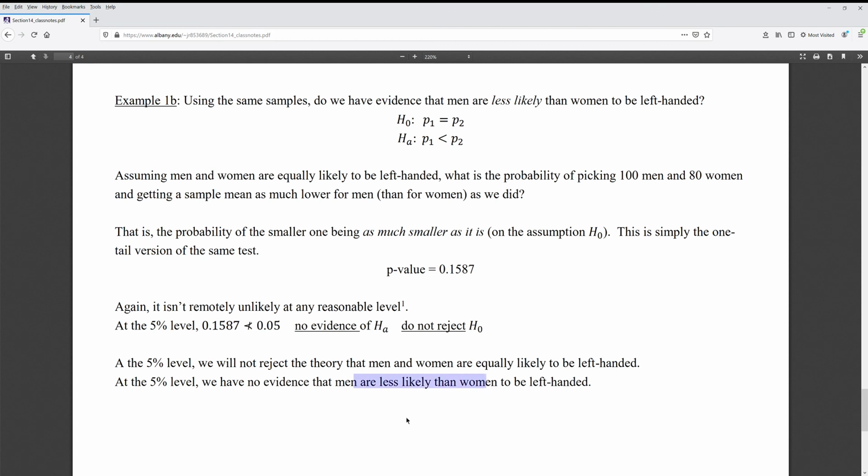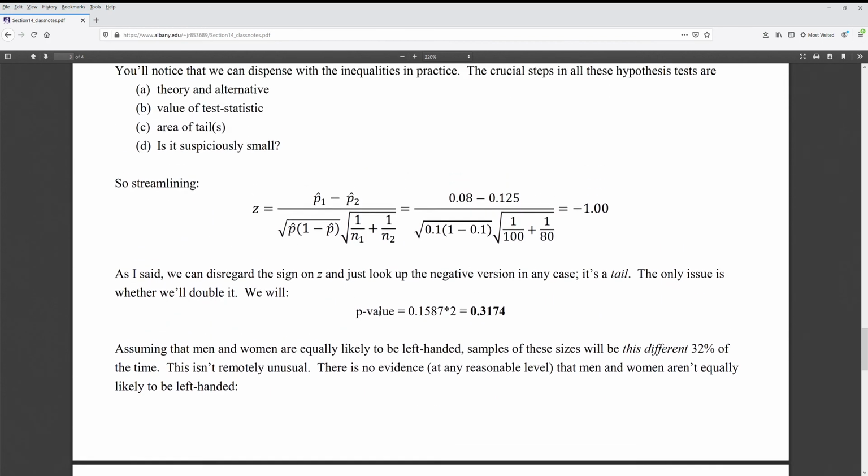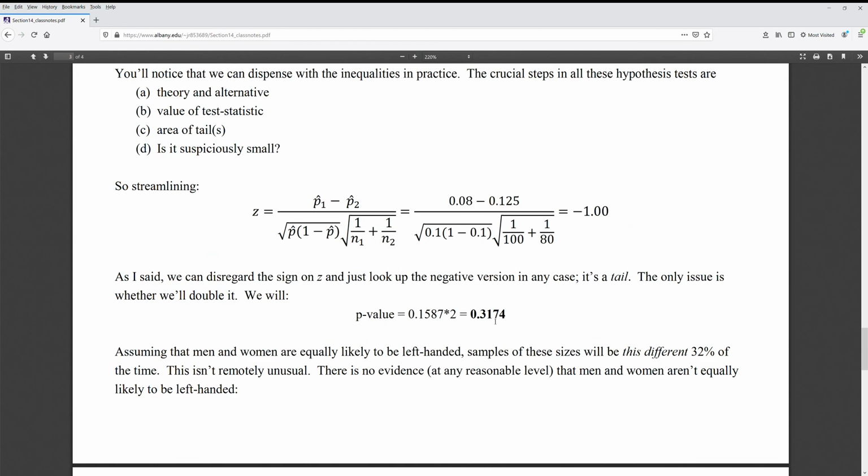Changes our perspective a bit. And of course, if you double a number, it's less likely to be suspiciously small. But in this particular example, it's not really close, whether you double it or not. Again, it would make a difference at the 20% level. At the 20% level, the one-sided test we would reject. We would find evidence of HA. But back here, we wouldn't, because this is not less than 20%.